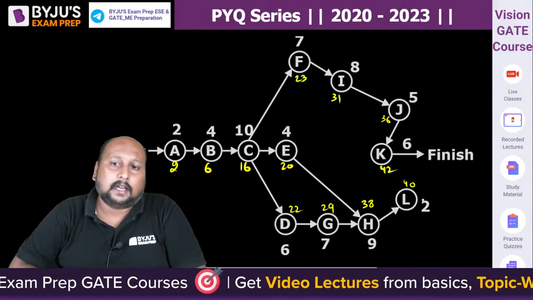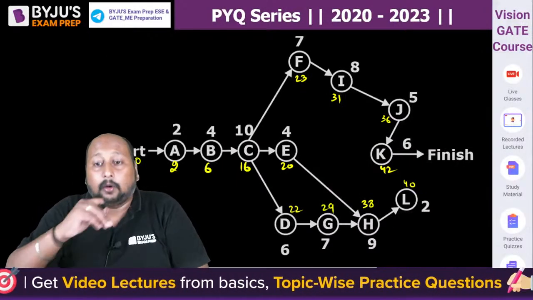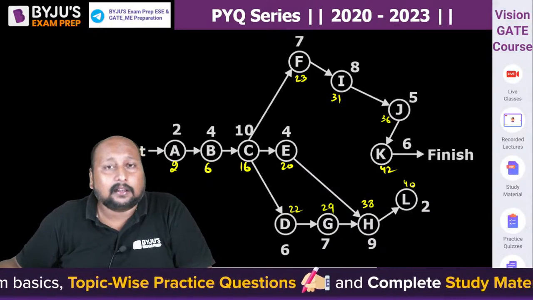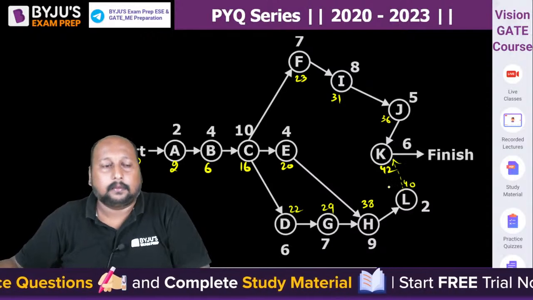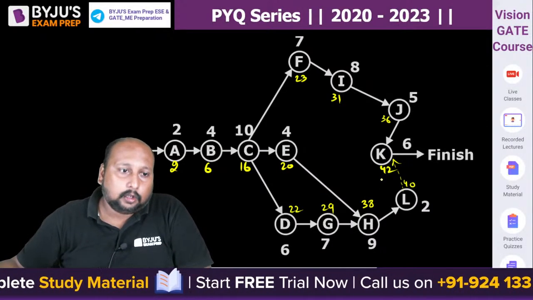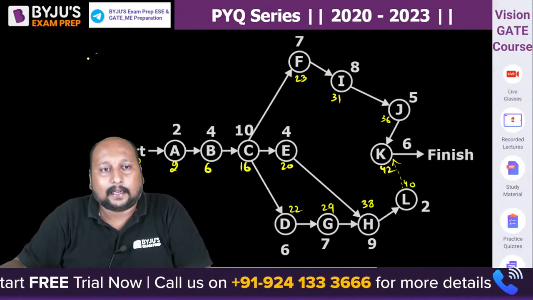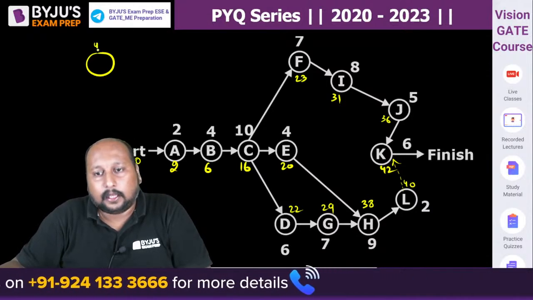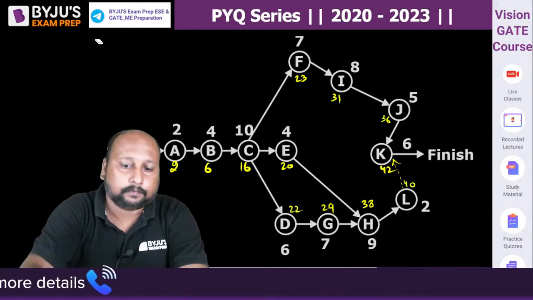Okay, so they're asking what is the slack of activity L. Now because L is a dangling activity, we have to connect it with a dummy. So for activity L, we are having the completion at 40. It is something like this, let me help you out.